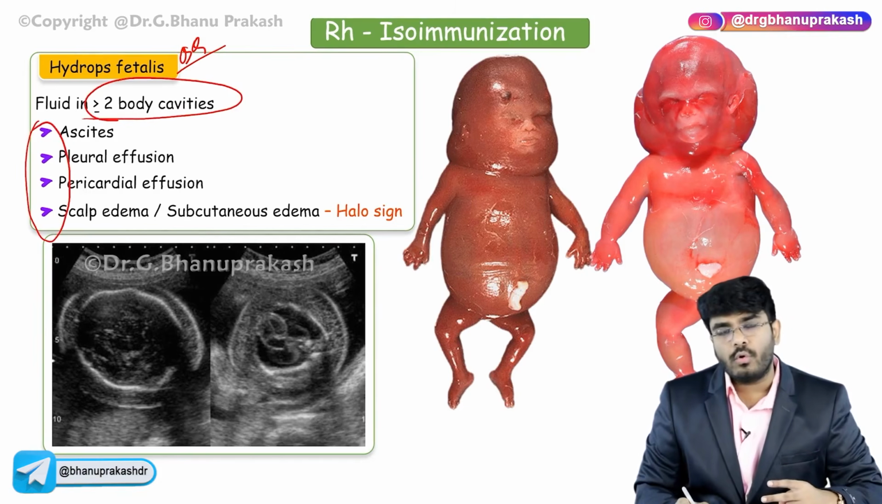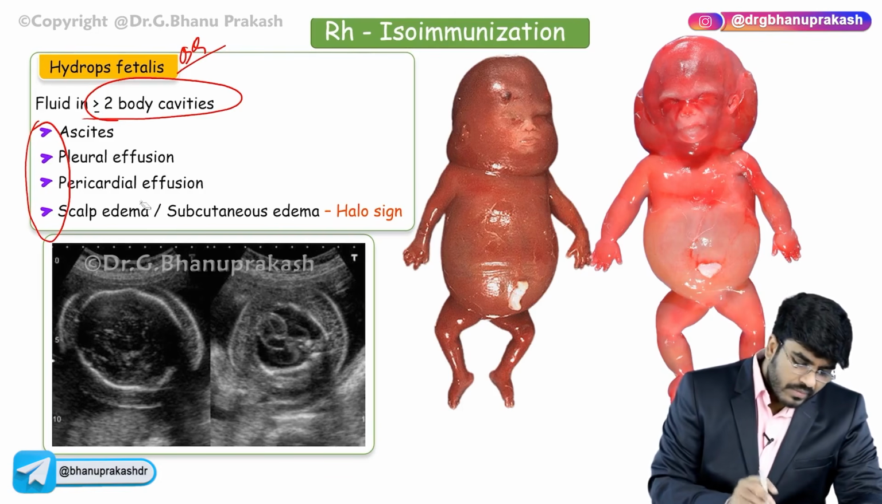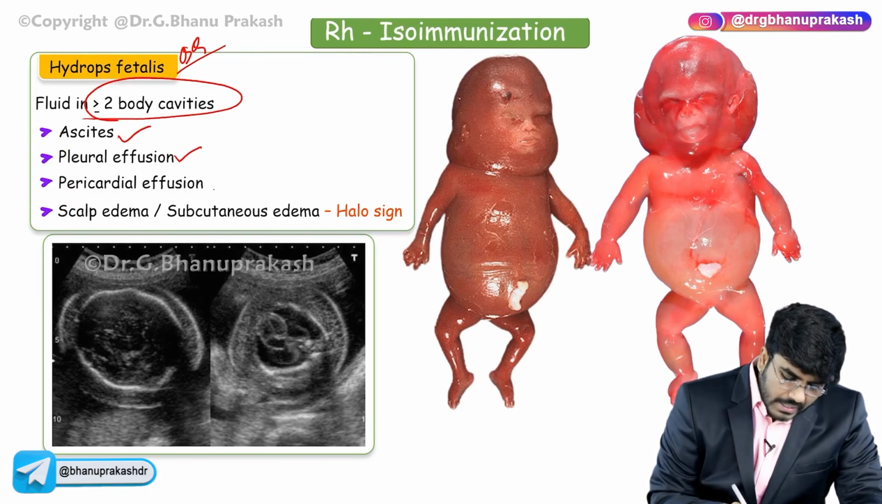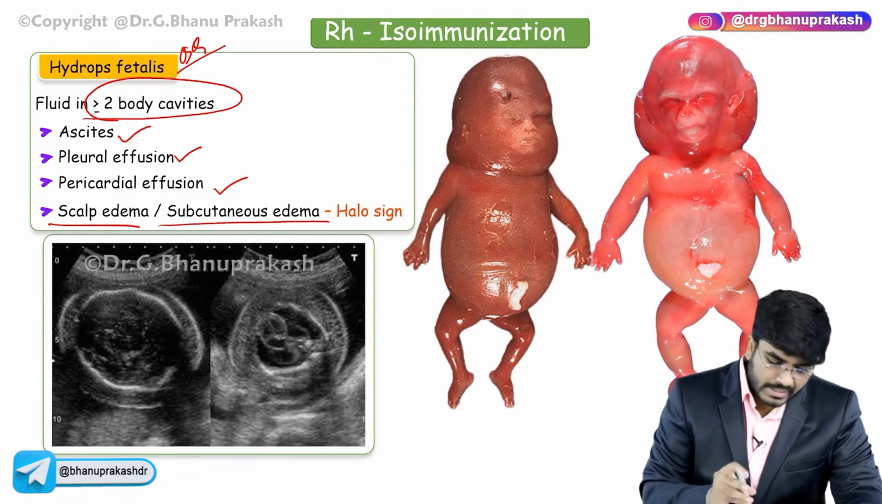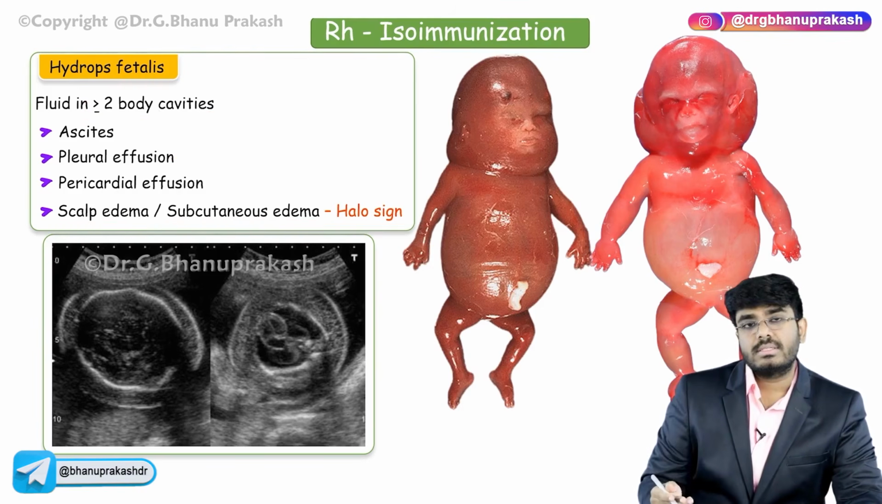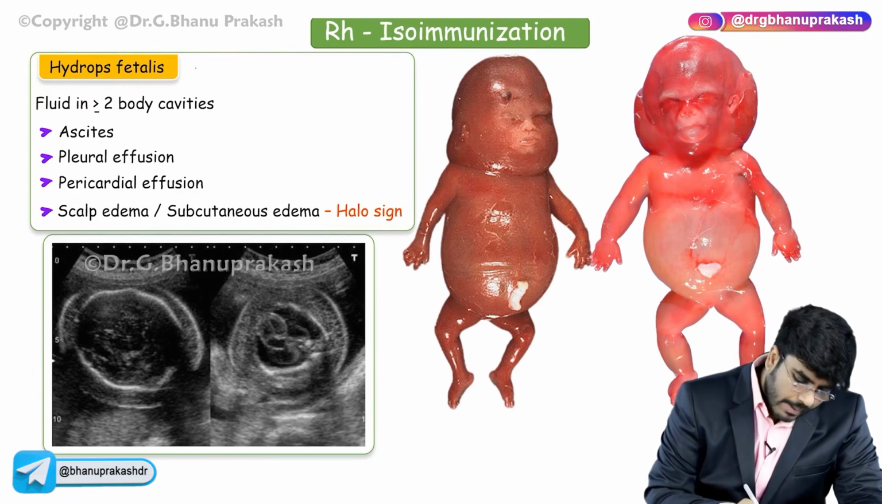Out of these 4 body spaces, at least in 2 the fluid should be accumulating. The baby may have ascites, pleural effusion, pericardial effusion, scalp edema or subcutaneous edema. Out of these 4, at least 2 should be there. If 2 are there, we can say that Hydrops fetalis is happening in the baby.